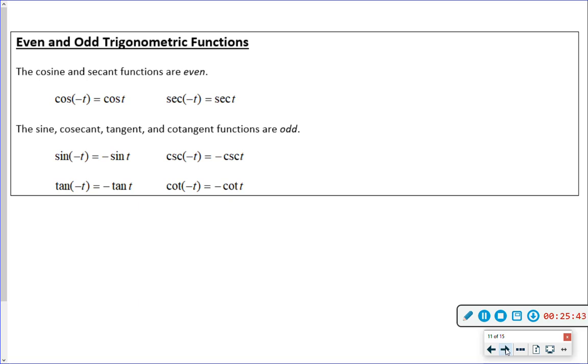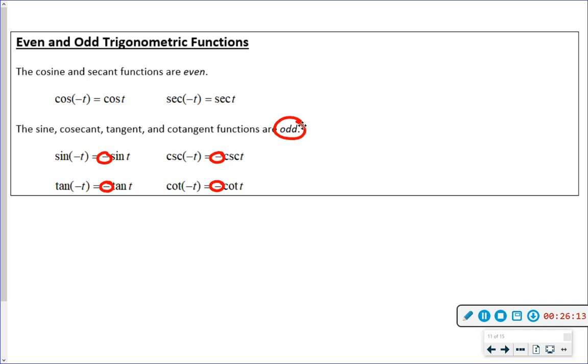Even and odd. Now, we've talked even and odd functions in the past. Even: anytime you replace x, they're using t, with a negative x, simplify, you should get the exact same original function out. The rest of them are odd, which means you get the opposite. Notice they have all these negatives on it. Okay, so it's all about the positives and negatives.